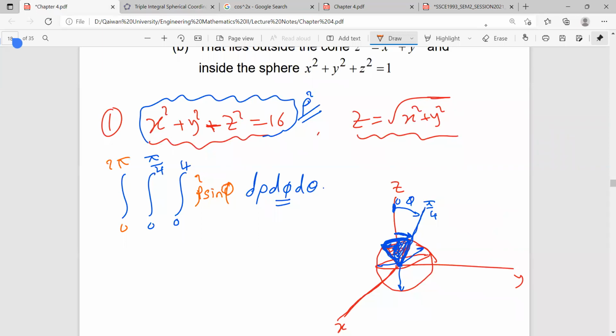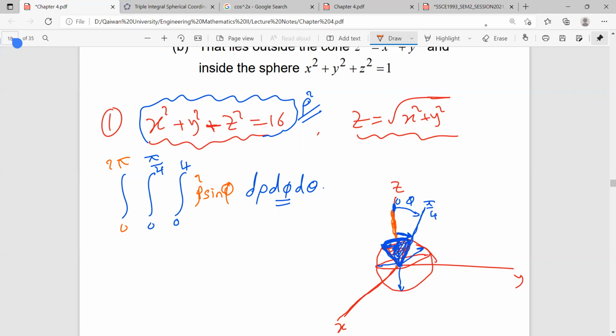For phi, starting from this line at the z-axis, the angle is 0, up to pi over 4. And theta is from here to here, which is 2 pi. Now we have all the limits, and we have the function also as rho squared sine phi. As I said, in the cylindrical coordinates, we multiplied by r, but here we multiply by rho squared sine phi.